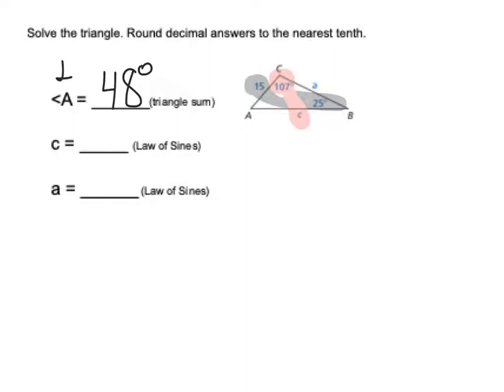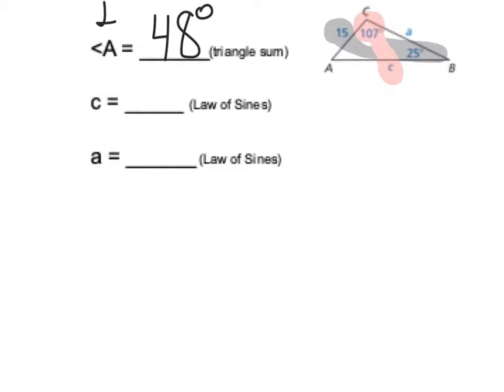So one side of the proportion is always what we know. And we're trying to find a side. So since we're finding a side, we're going to put the side in the numerator.